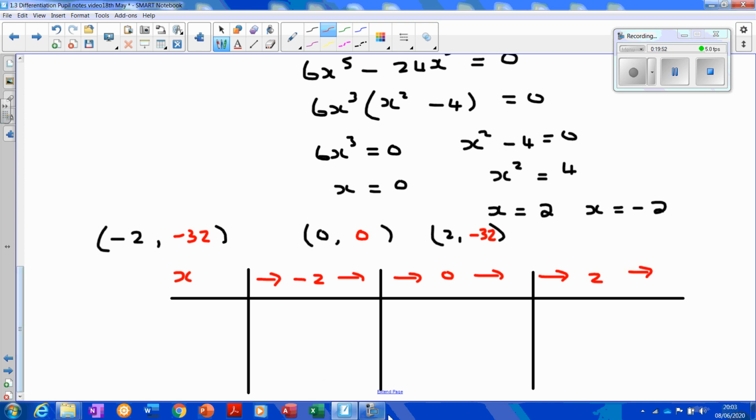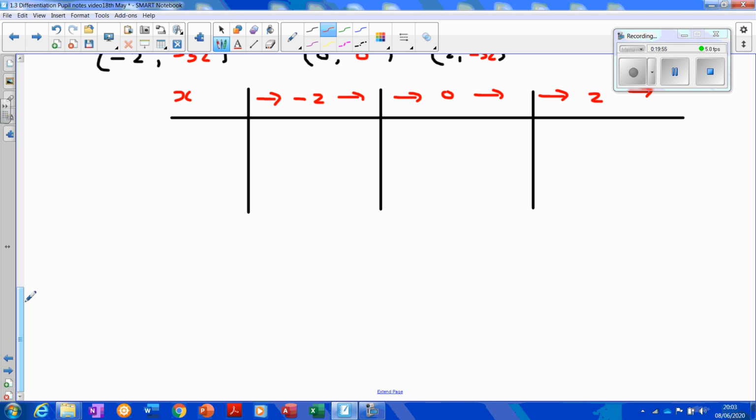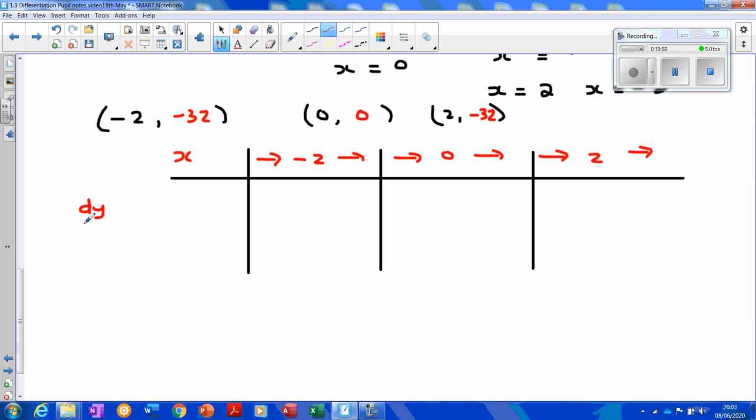And in this case, the dy by dx, I'll fill that in here. So dy by dx is equal to 6x to the power of 5 minus 24x to the power of 3. Now I already know there are stationary points at 0, so I'll put them in because there's 3 of them, it's quite a lot there. I want to pick a value less than minus 2, so I'll pick minus 3. A value between minus 2 and 0, minus 1. A value between 0 and 2, so 1. And a value bigger than 2, we'll pick 3.